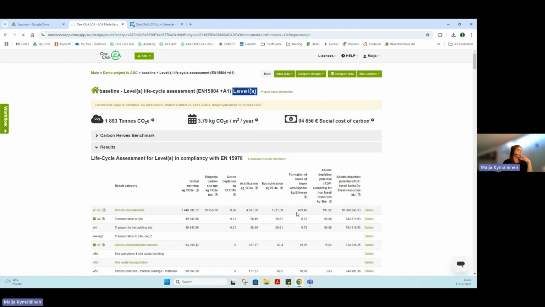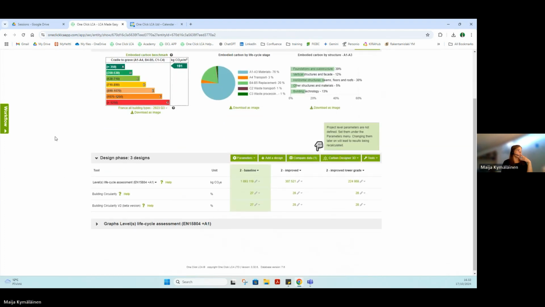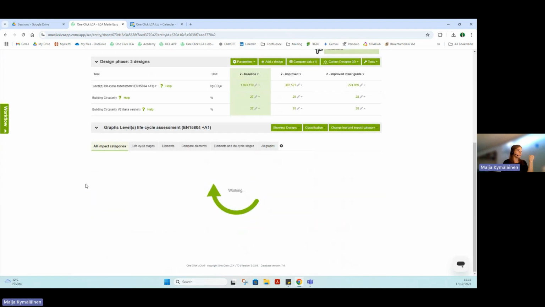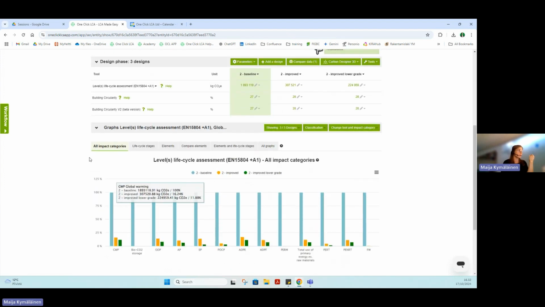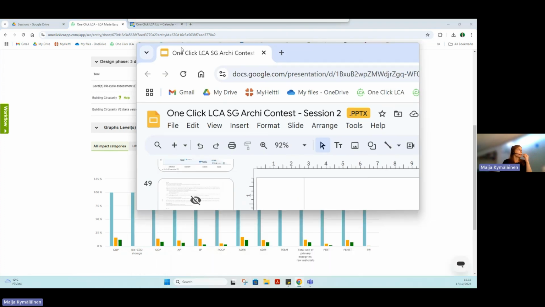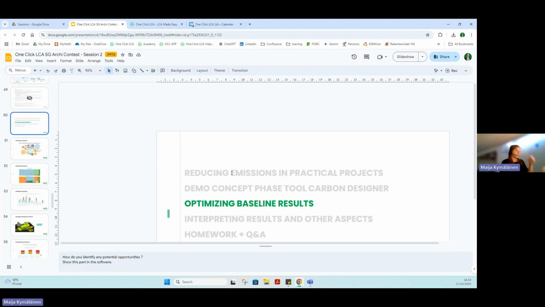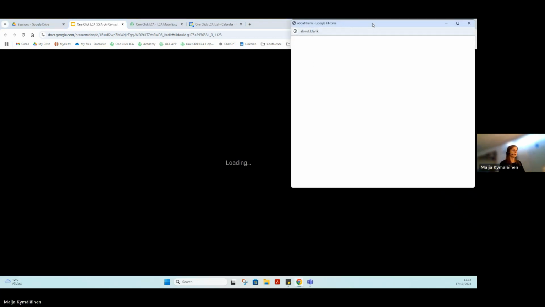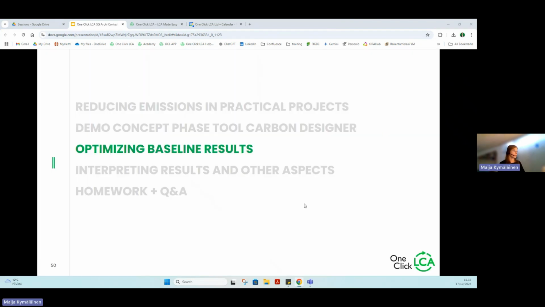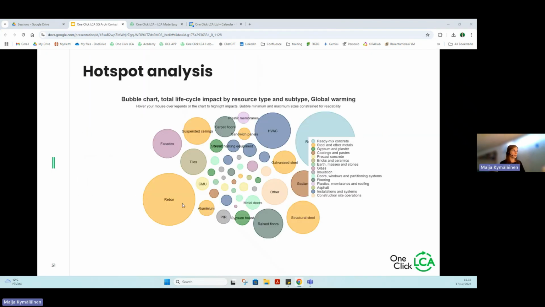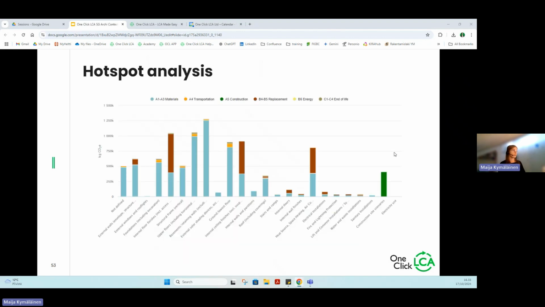Let's see. We can also, so we already went through this project main page graph. So here we can also make these different kinds of comparisons. But now I will probably take this one back here. And let's go to presenter view. So as mentioned, we just have these slides showing these different things. So hotspot analysis can be easily made with these different graphs.